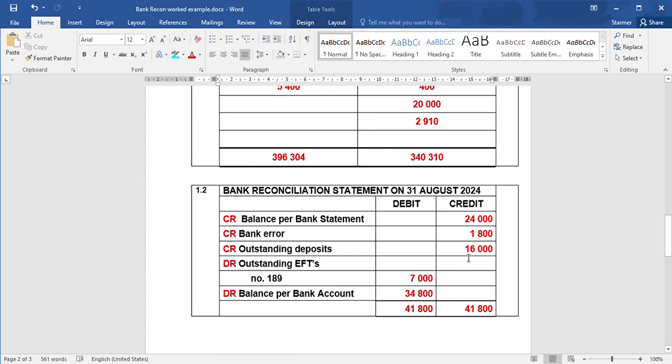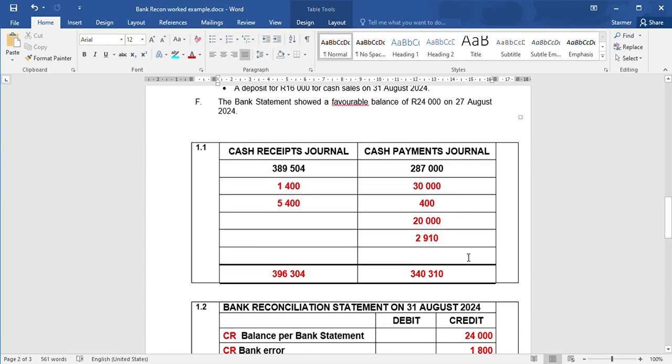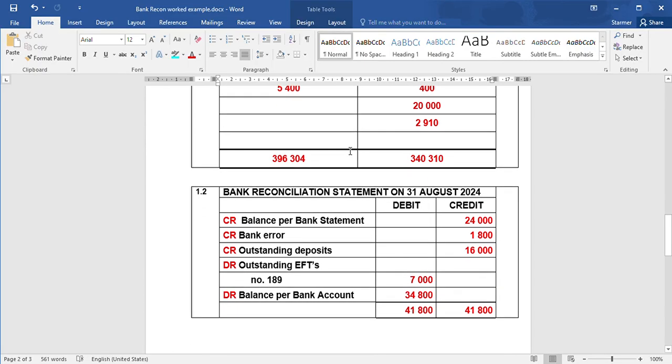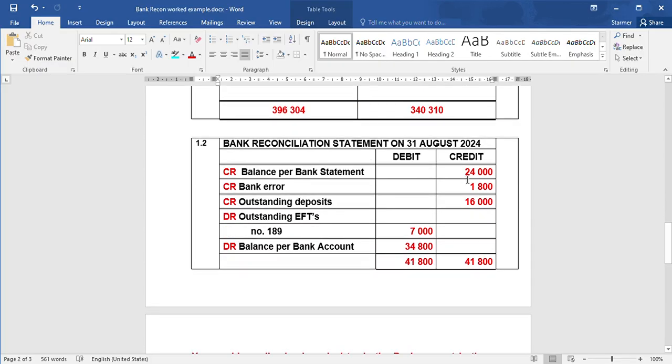because the bank owes you money for that deposit. Now here's that balance that I was talking about, where you left a line for. The bank statement showed a favorable balance of 24,000. If the balance is favorable, that means the bank owes us the money. So that will be on the credit side of your bank reconciliation statement.